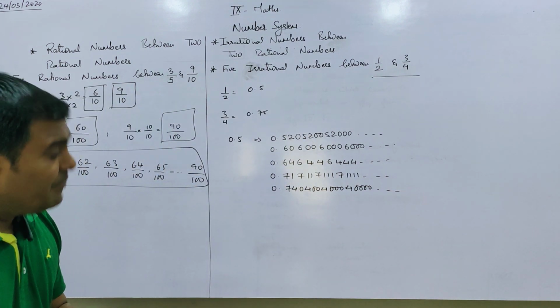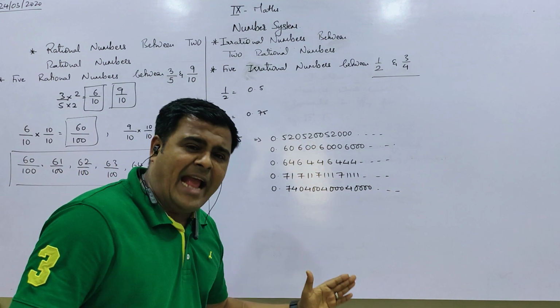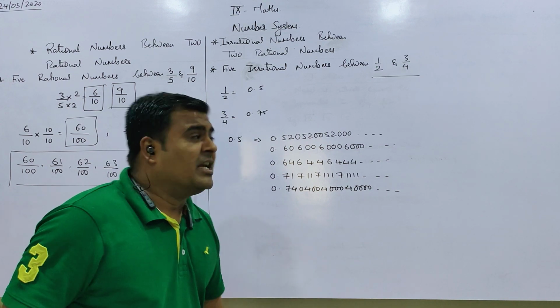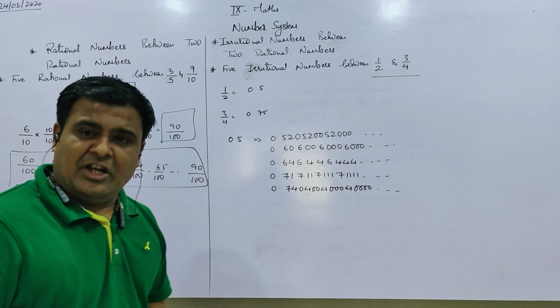So the conclusion is that you can find infinite rational numbers or infinite irrational numbers between the 2 rational numbers.